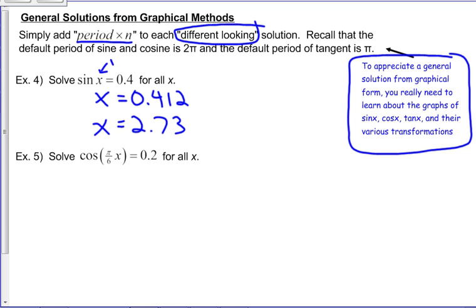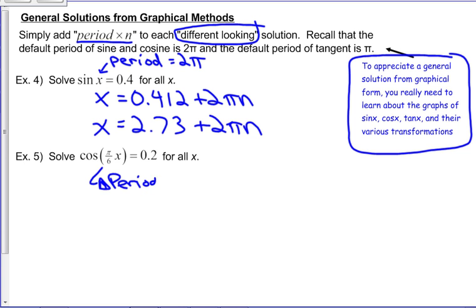And the period of this function, since it's a regular sine graph, is 2 pi. So they recur every 2 pi units. And that looks pretty familiar from what we've done with general solutions already. We could have a case, though, where the period is not 2 pi. So in this next one, cos pi over 6x. The way we figure out period, it's always 2 pi divided by whatever's in front of the x. And again, if this is new, that's okay. That just means that there's something else to check out in terms of trig graphs. So this would have a period of 12.